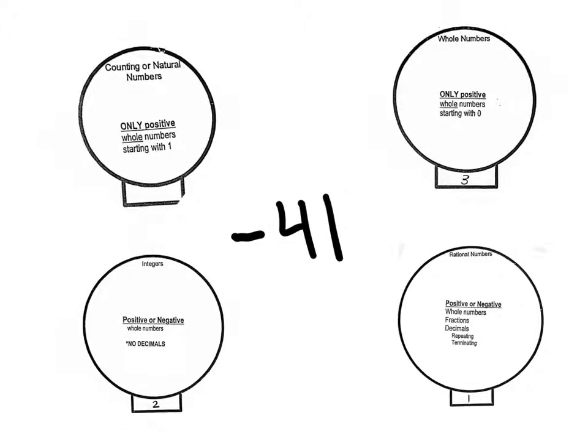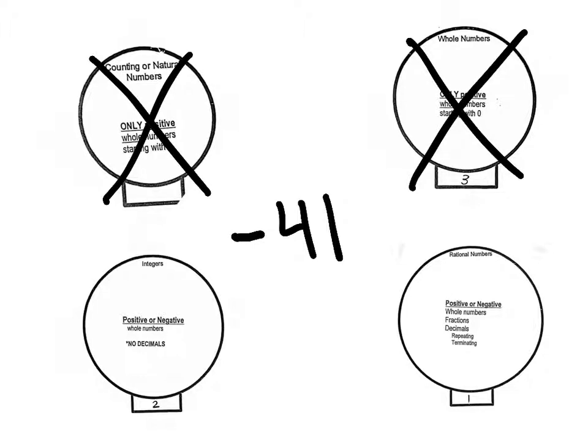The next number we are going to look at is negative 41. So we look at the smallest group of numbers, which is counting or natural numbers. That says it's only positive whole numbers. Well, here we have a negative, so it cannot be counting or natural numbers. Then we move on to the next smallest, which is whole numbers. Whole numbers are also only positive, so it cannot be a negative.